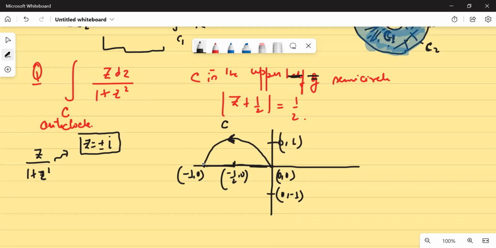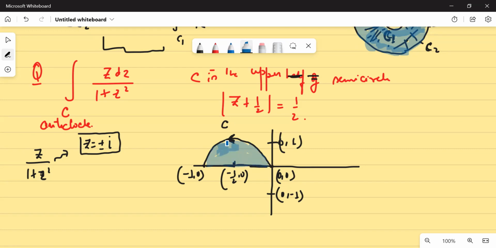Now understand my point. If I just enclose this particular region, tell me, are there any singularities here? Bharat, are there any singularities in the region that I'll mark this way? No. Okay, so there are no singularities. Now, what does the principle of deformation of contour tell me?